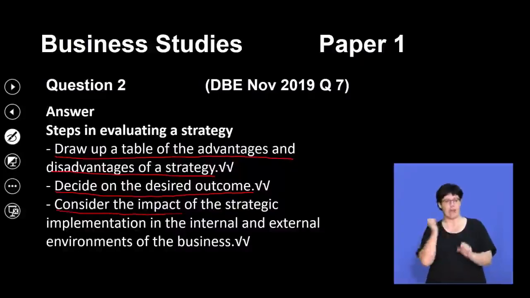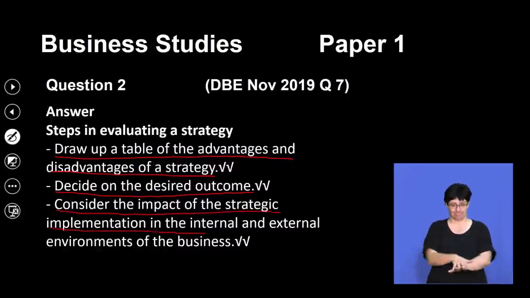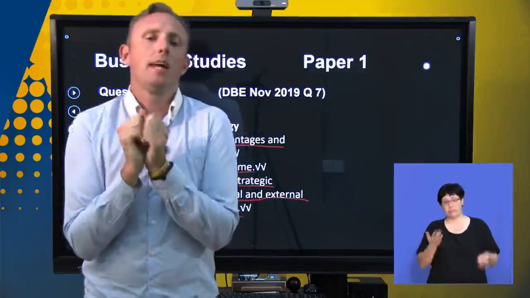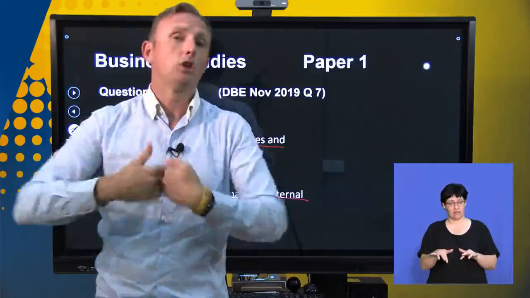And we have to consider the impact of the strategic implementation in the internal and external environments of the business. So what is our impact going to be? What is the impact going to be if we decide to close our business and move all of our manufacturing to China? Is the South African public going to turn their backs on us and say, you're not looking after South Africans anymore, therefore we're not going to support you? So we have to see what is the feeling of our stakeholders? How are stakeholders going to be impacted on that? And we have to take that into account when it comes to our strategy.